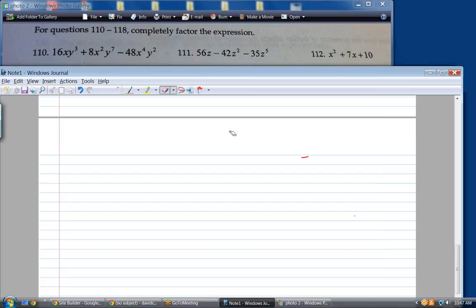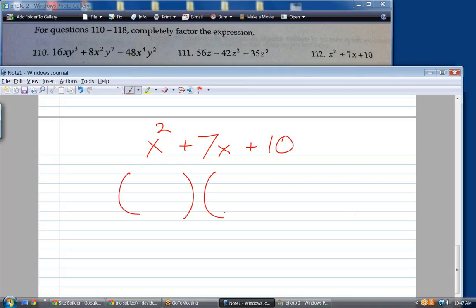Last one there. Now, this is a little different factoring problem. What's different about this factoring problem is that there is no greatest common factor. It's a quadratic, and usually that's the case with quadratics. So this just requires you to factor it normally. Now we factor that quadratic. So I know it's x. Always start there.